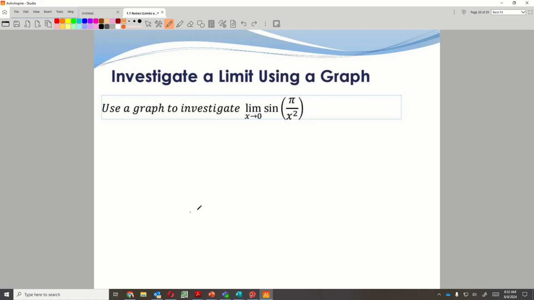And if you're watching at home, I can't really draw on the board because my smartboard's not liking me right now. So use a graph to investigate the limit as x approaches 0 of sine of pi over x squared. Now on this problem right here, what do you got to make sure your calculator is? Radian. Got to double check that it's in radian. So go ahead, start that out. So we're going to graph to investigate the limit as x approaches 0 of this. So I'm going to graph sine of pi over x squared.